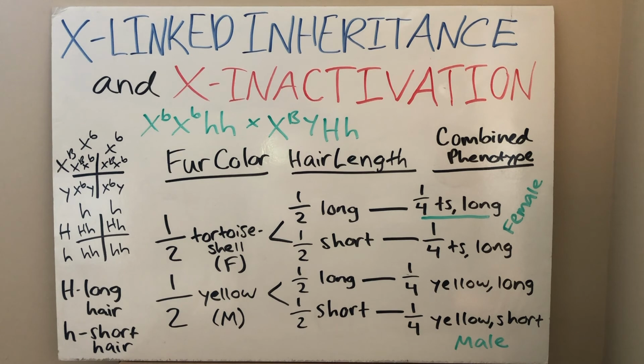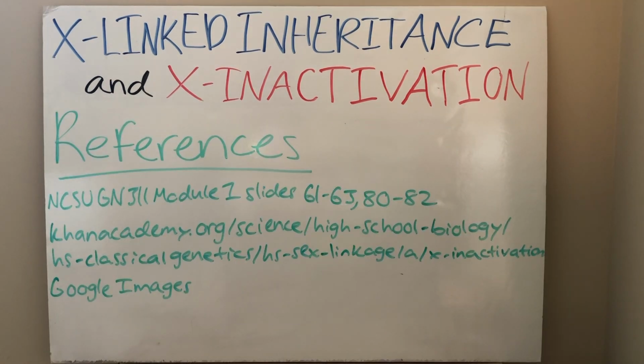If we are trying to find the probability that the cat will be a tortoiseshell long-haired female, for example, we simply multiply the probabilities for each allele, giving us a 25% chance the progeny will be a tortoiseshell long-haired female. With certain traits only found on the X chromosome, X inactivation plays a major role in sex linkage inheritance.